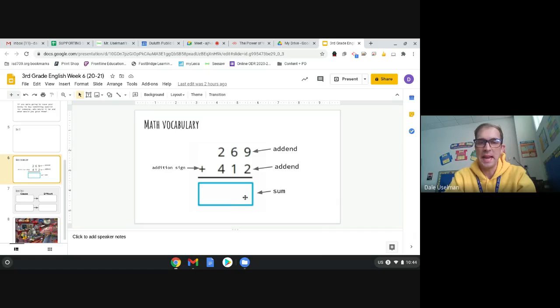The sum then would be the answer to that problem. So when we're talking about an addition problem, we're talking about the sum when we're looking for the answer. Go ahead and take a moment and solve this on your own and let me know what is the sum for this problem. If you need another moment, go ahead and pause when you're ready. Otherwise, the sum would be 681.